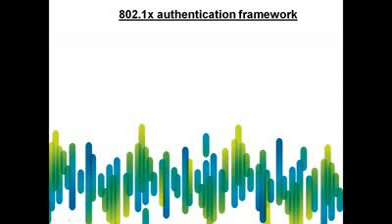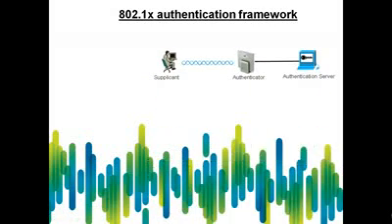The 802.1x framework requires three entities. That is, the supplicant, which is a client, the authenticator, in our case an access point, and the authentication server, which could be a RADIUS server.